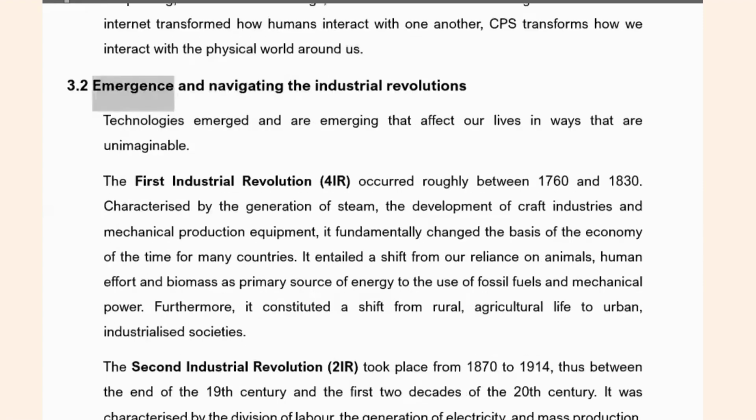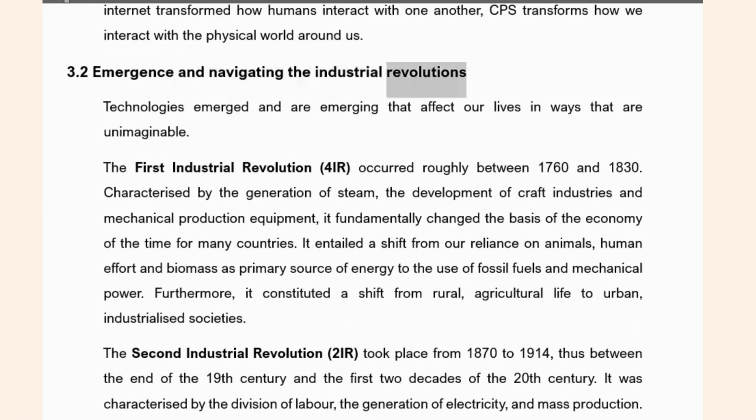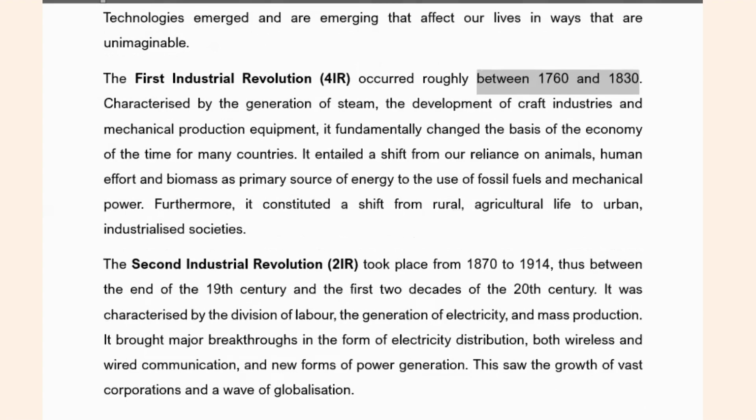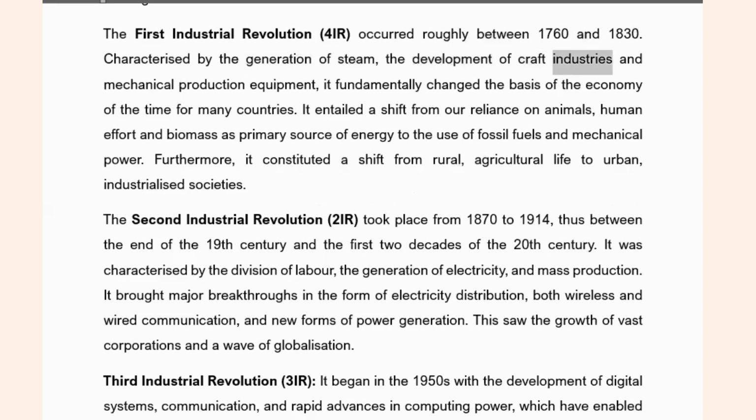3.2 Emergence and Navigating the Industrial Revolutions. Technologies emerged and are emerging that affect our lives in ways that are unimaginable. The First Industrial Revolution, 1IR, occurred roughly between 1760 and 1830. Characterized by the generation of steam, the development of craft industries and mechanical production equipment, it fundamentally changed the basis of the economy of the time for many countries.